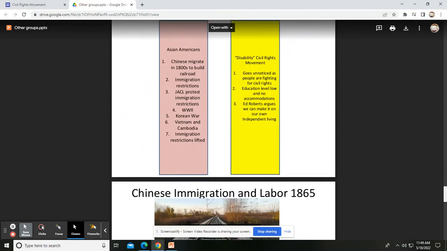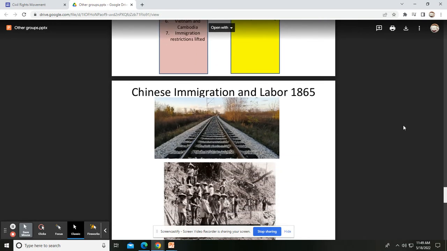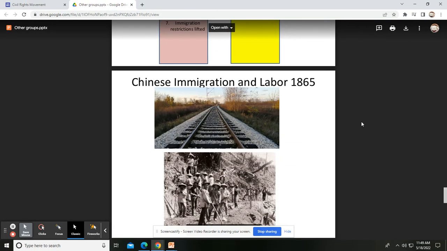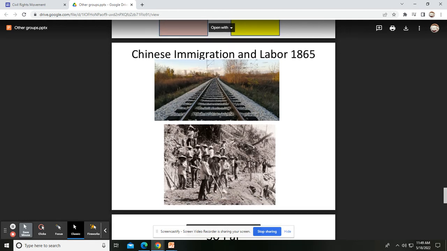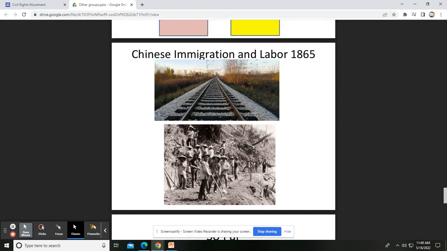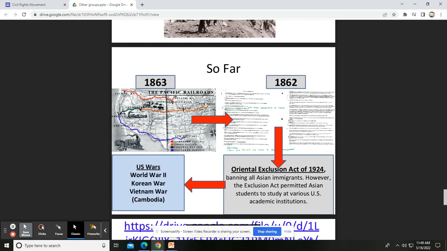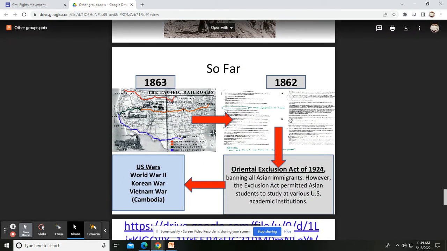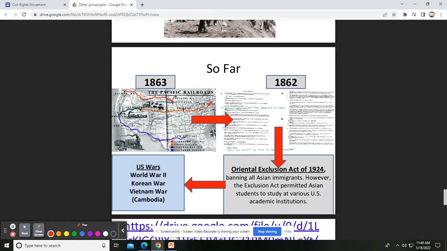Skip forward. So for Asian migration, we're going to first start off with the Chinese migration in the 1800s, and you have to look at the Transcontinental Railroad, when the United States was trying to build a railroad that was going to link the east to the west coast, and that's what's going on here in this particular image. You see the railroad trying to get all the way out here.